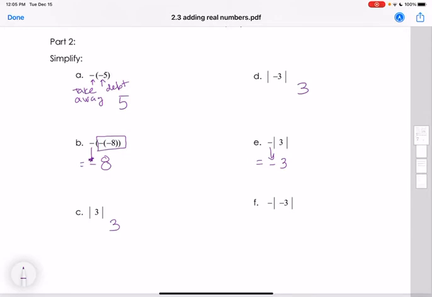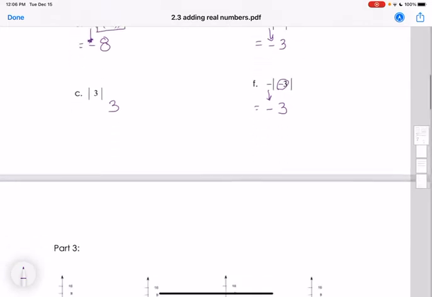I have a little bit of both things going on here in this one, in that we have to bring down that negative, and we also can simplify this -3 inside the absolute value bars. And just like we saw in part D, the absolute value of -3 is a +3. So in the end, our answer is -3. All right, go ahead and turn the page.